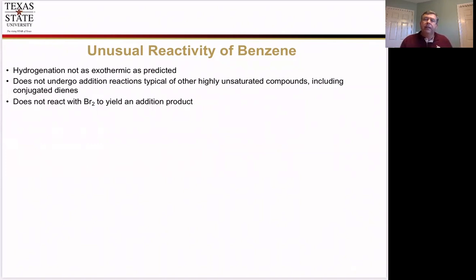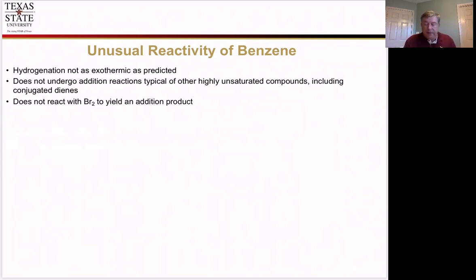Okay. But then they also noticed that it wasn't undergoing some of the other reactions, including additions across the double bond, addition of bromine across the double bond, or water across the double bond. And so this led us to something must be different about benzene. Something must be different about this particular compound. And it even reacts differently than dienes would.